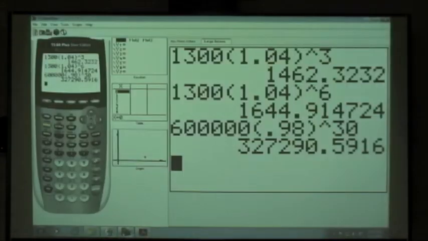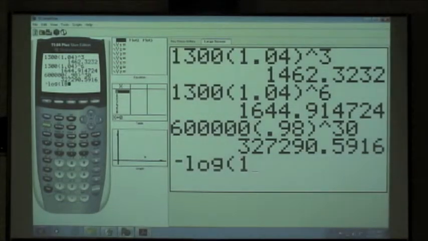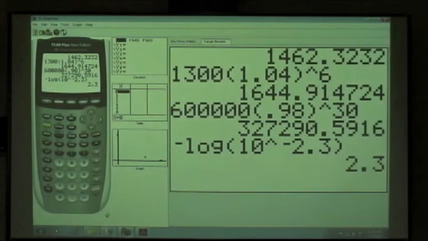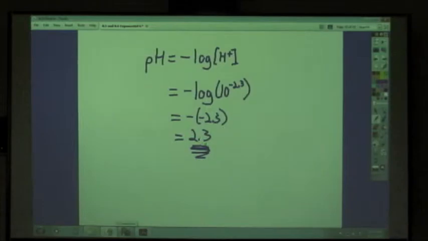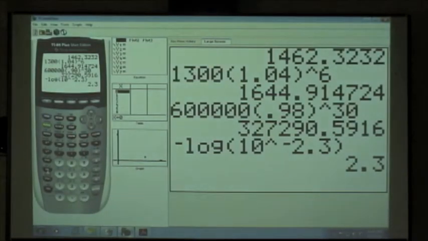If you did it in your calculator, you would take the negative, hit the logarithm key, type in 10 raised to the negative 2.3 power, close your parentheses for the logarithm, and get 2.3. Like I said, if you paid attention in class, you should be all right. It's just hitting the calculator buttons, because that is the logarithm base 10, and the other one on the calculator is the logarithm base e, the natural logarithm that we talked about in class.